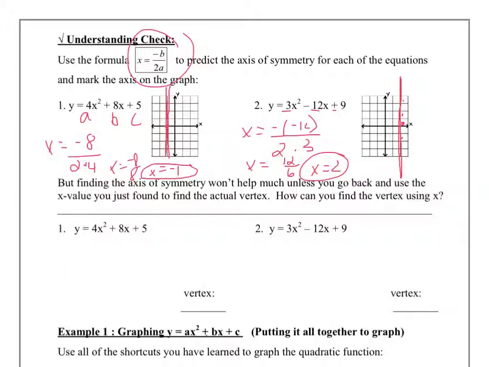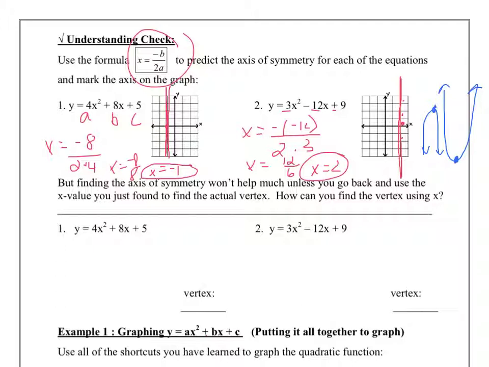Okay, so after you find the axis of symmetry, there's one more thing that you need to find, which is the vertex. Just to remember, I'm going to draw a parabola right here. Remember that the vertex is either the lowest or highest point. We're going to use the axis of symmetry in order to find the vertex.